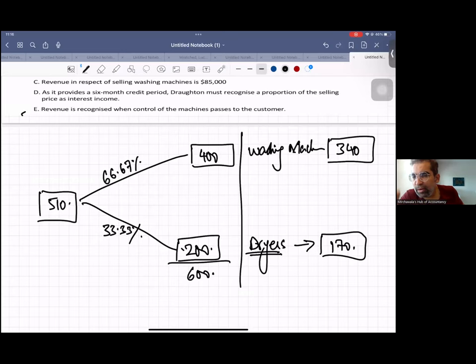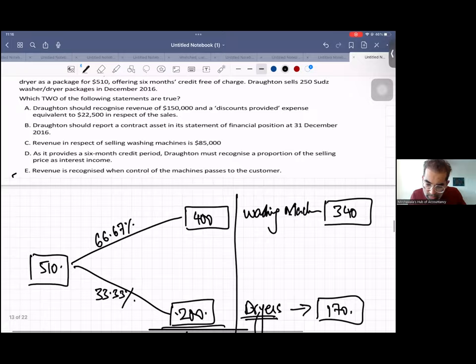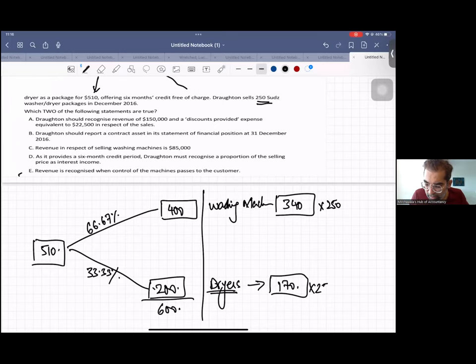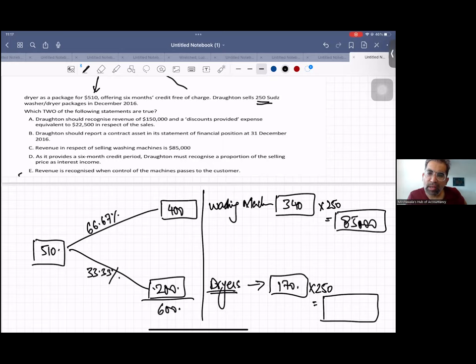Okay. Now, how many units of washing machine have you sold? Yes, the total units are 250. So let's calculate the revenue for each of them. 340 multiplied by 250 is how much? Please help me. 85,000. Yes, very good. And what about this? 170 multiplied by 250 is 42,500. So these are the accurate, real revenues for washing machines and dryers.